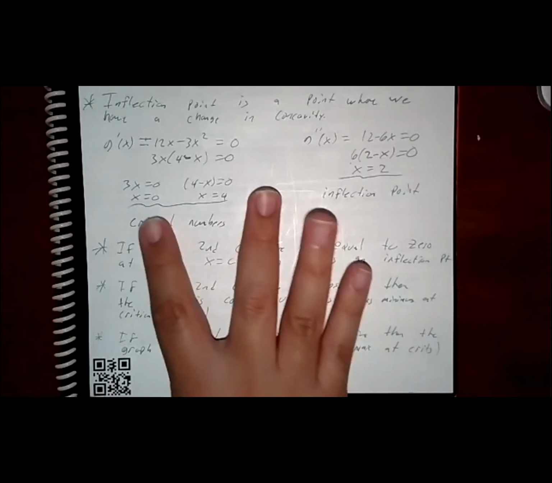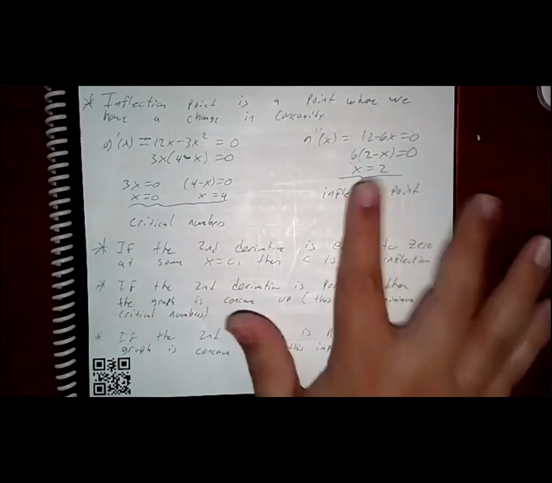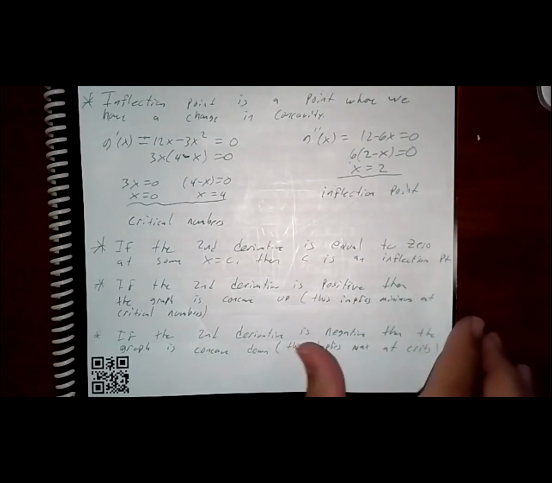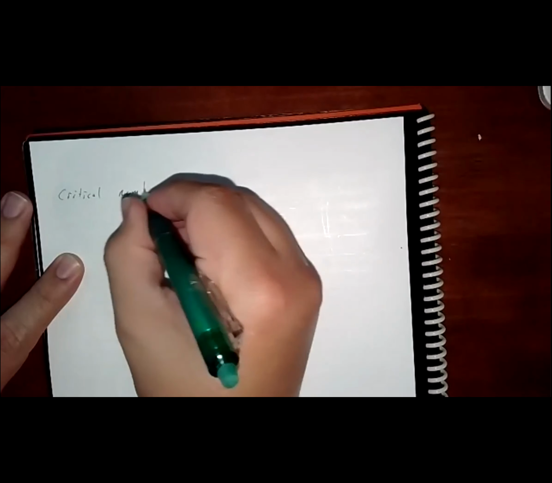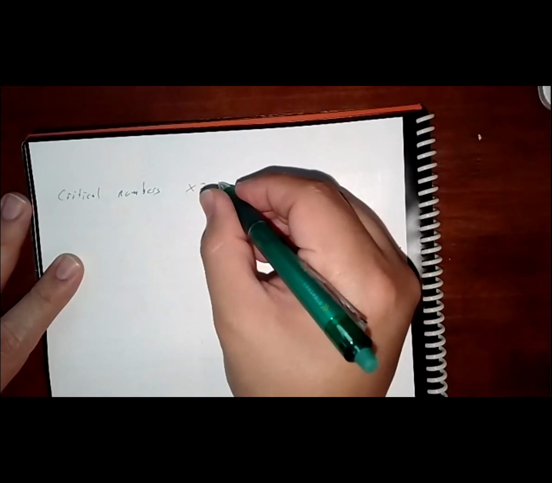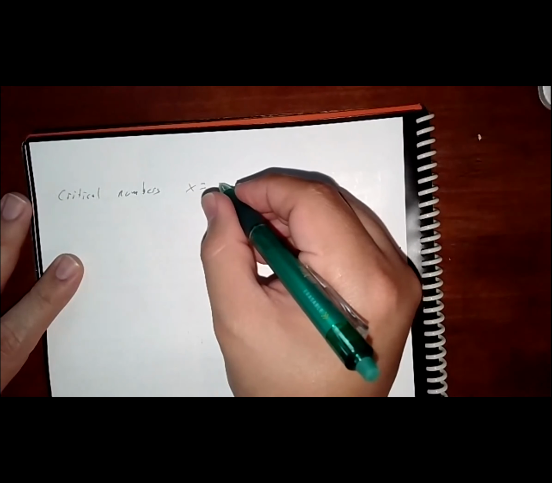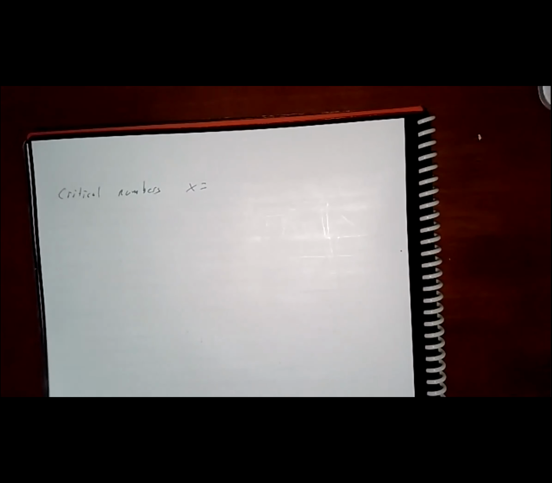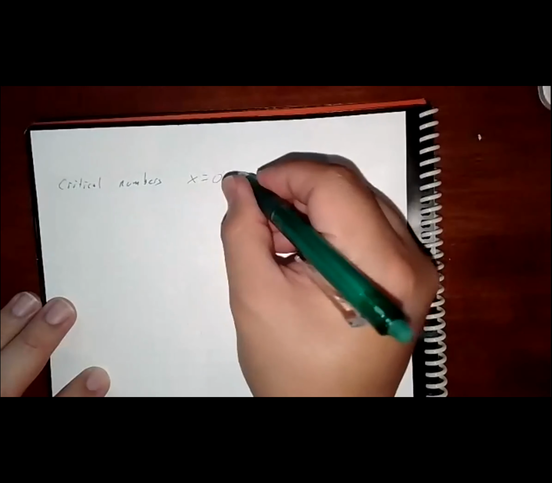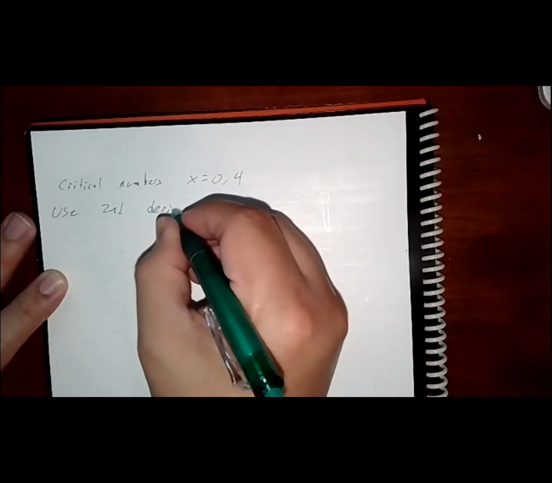If you're doing maximums or minimums, you don't have to do both. You know how before we tested around these points to figure out what's going on? You can use the second derivative to find out straight up what's happening at 0 and at 4. I don't have to test around it. Well, let's do that. Okay, so critical numbers were x equals 0 and 4, right? So use the second derivative test.